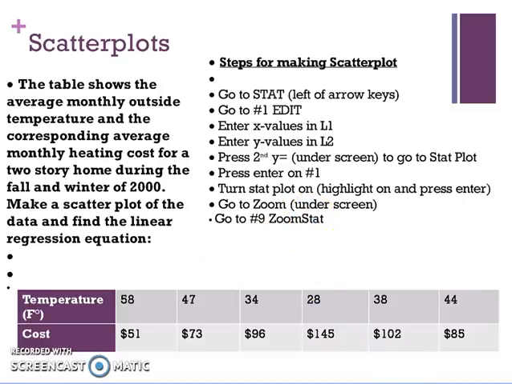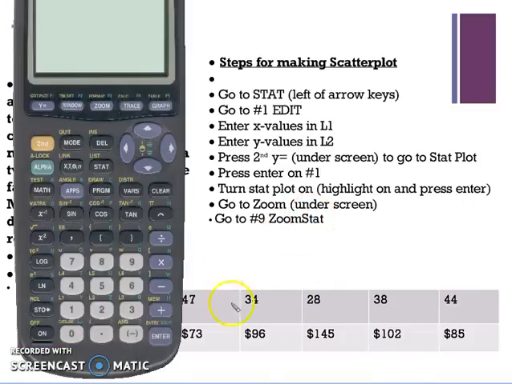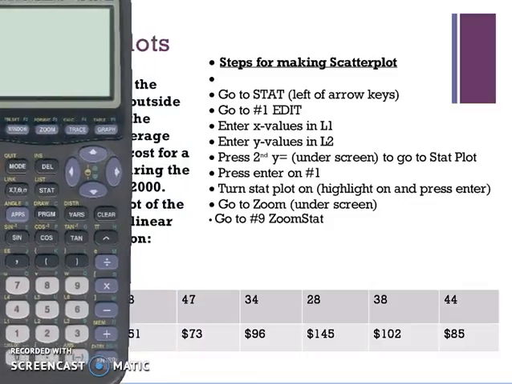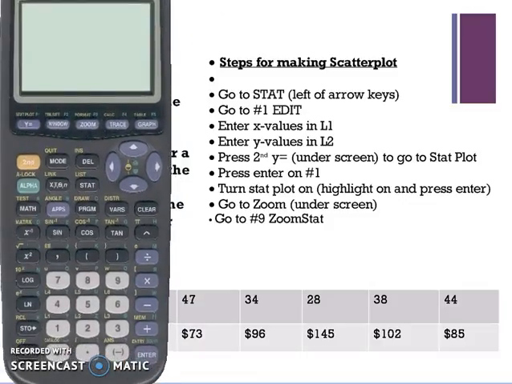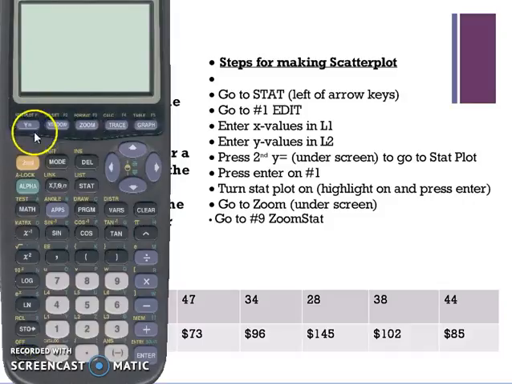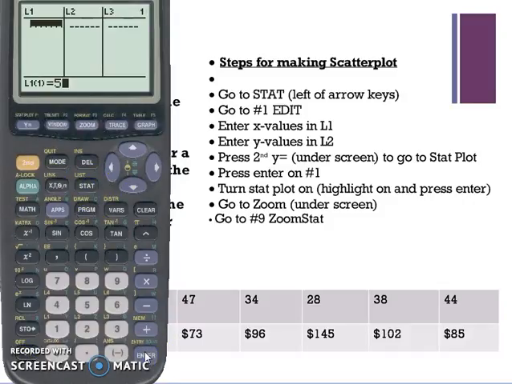All right, so I'm going to pull up the calculator and scooch it over a little bit. That first one is a 58. So Stat, Edit, and I got 58, 47, 34, 28, 38, maybe, and 44. Okay, and I just typed those on my keyboard to save some time.